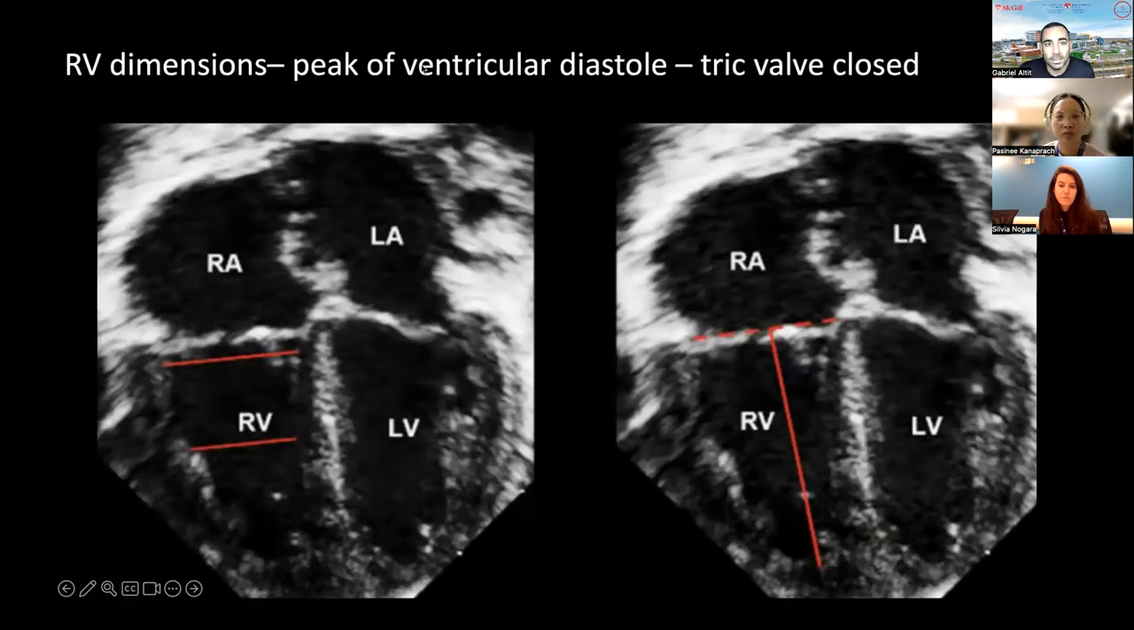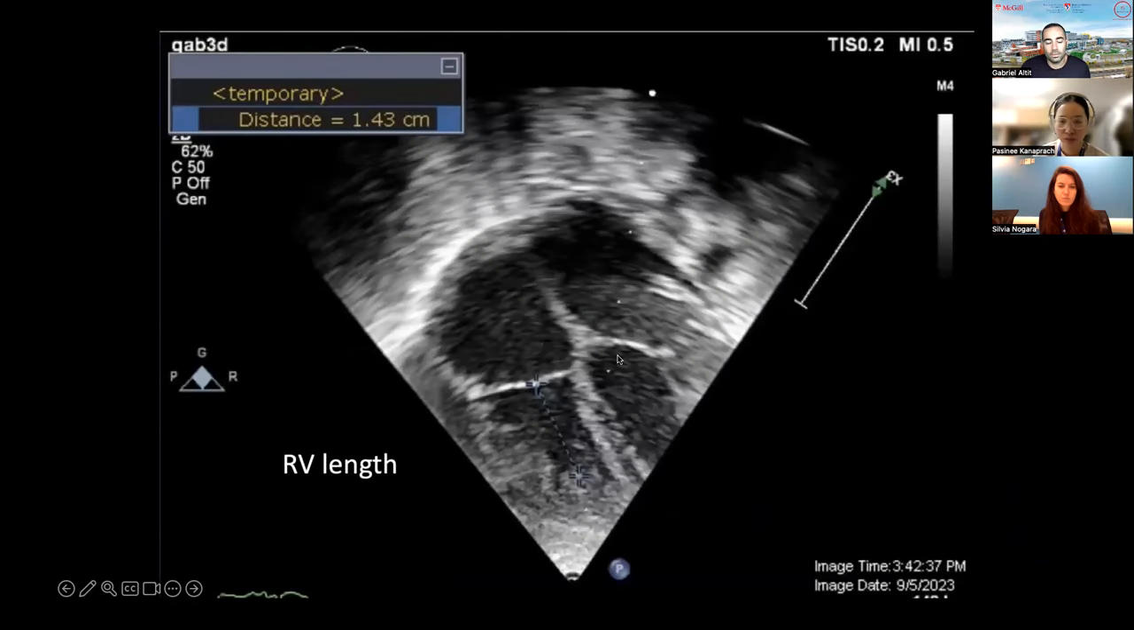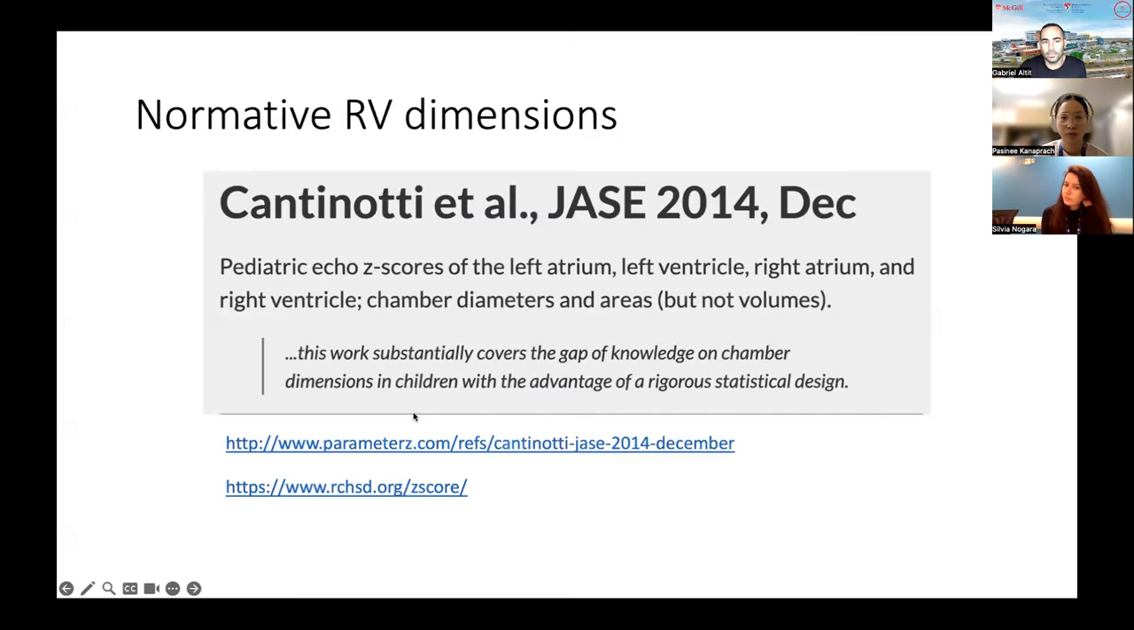RV dimension is at the peak of ventricular diastole when the tricuspid valve is closed. So this is an example. You're doing the base, you're doing the mid, and then you want to do your length just above the tricuspid valve. You can also do the RV length at the peak of systole, but that's less used. But I think for the project, we're still measuring the diameter, if I remember, of the length at the peak of systole.